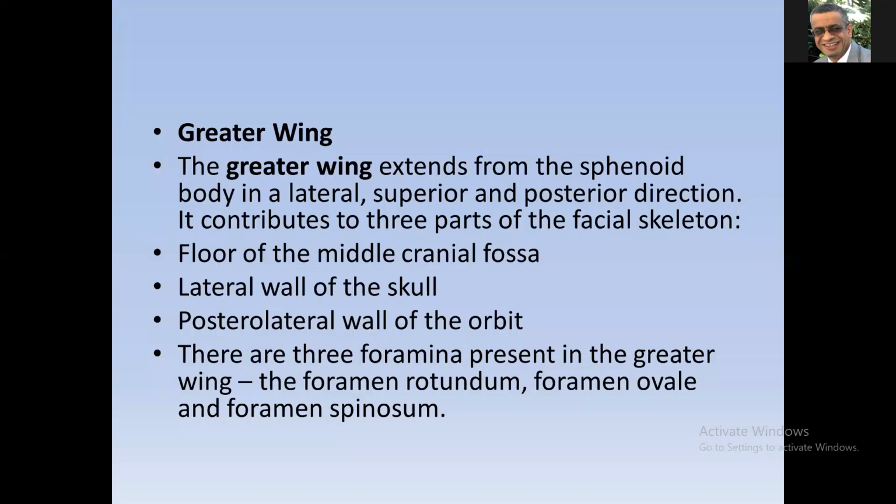The greater wing extends from the sphenoid body in a lateral, superior, and posterior direction. It contributes to 3 parts of the facial skeleton: floor of the middle cranial fossa, lateral wall of the skull, posterolateral wall of the orbit. There are 3 foramina present in the greater wing: foramen rotundum, foramen ovale, and foramen spinosum.